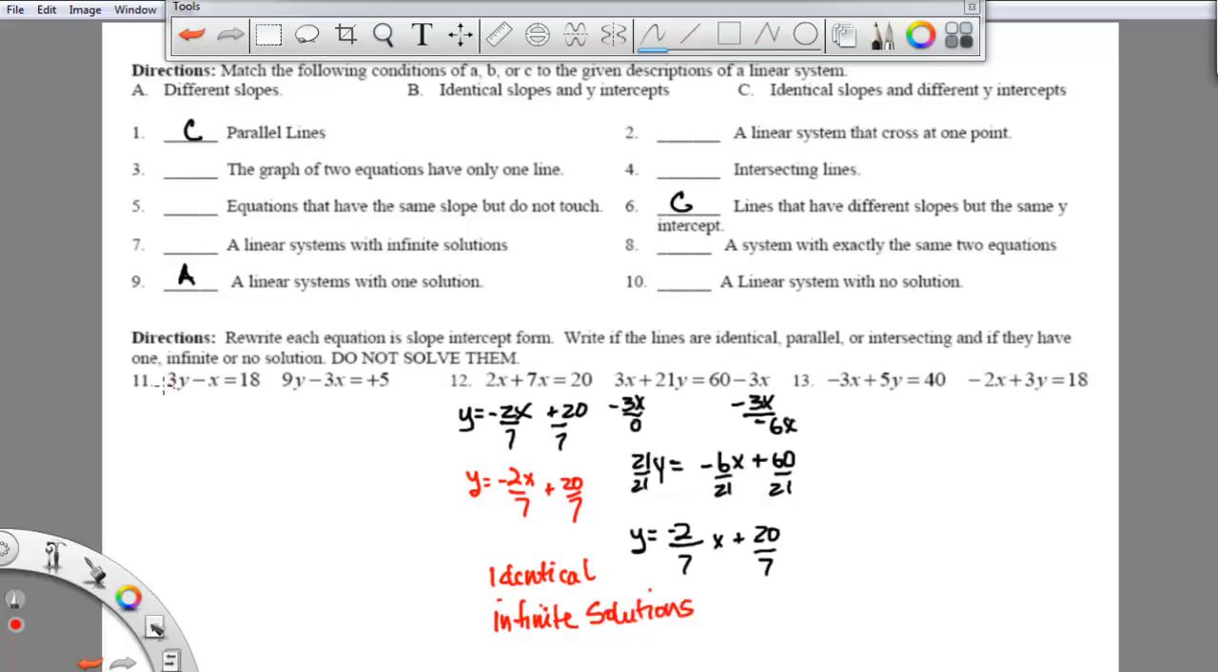Okay, so on number 11, you're going to put them in slope-intercept form, compare the slope and the y-intercept, and see which one they fit. And you'll also do the same for problem 13. Okay.